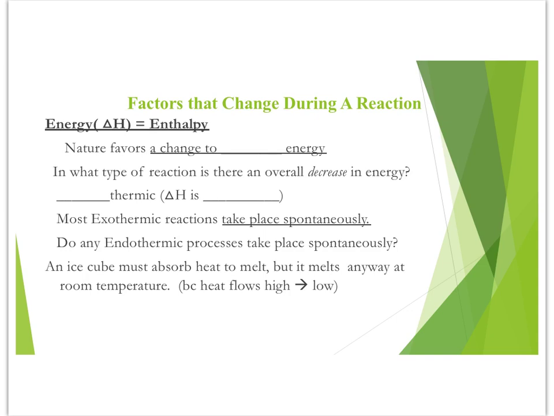So there's a couple changes that occur during a chemical reaction. One of the changes is a change in energy, which we call enthalpy, and that's delta H. We already talked about delta H, okay? The favorable change in terms of energy is to go from an area of high energy to an area of lower energy. Now, in what type of reaction do we have a decrease in energy overall, meaning it starts out with a lot of energy and ends with lesser energy?